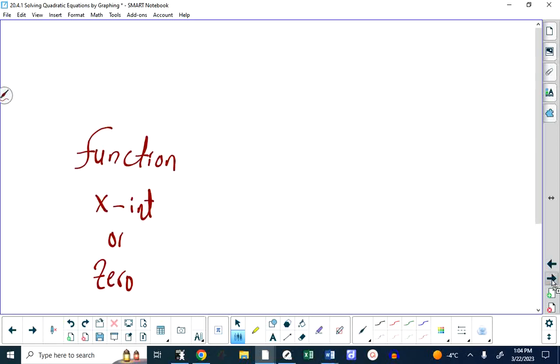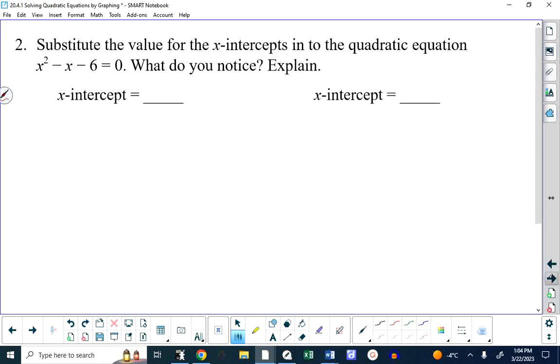All right. Second part of the warm-up. Substitute the value for the x-intercept into the quadratic equation that's listed here in number 2. In number 1, it gave you a quadratic function. In number 2, it gives you a quadratic equation. And one of our x-intercepts was -2, and one was +3. So what we're going to do is put -2 into x squared minus x minus 6 equals 0. And I want you, when you write this down, not to put an equals there.